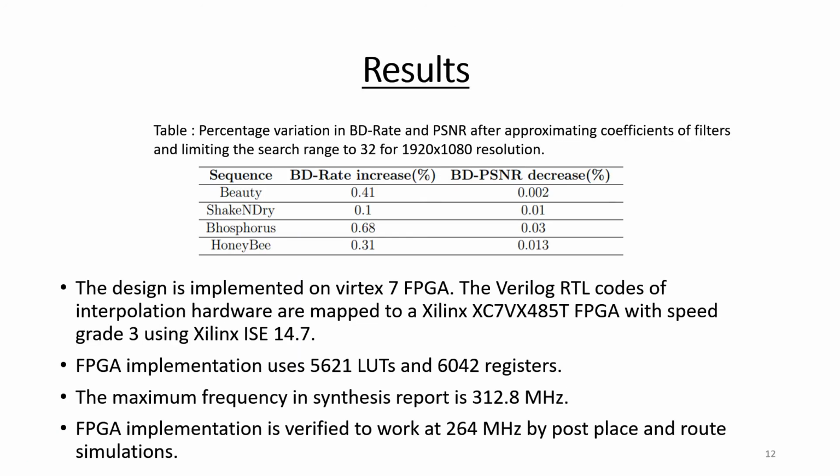Now after approximation of filter coefficients and limiting the search range, the BD rate is not increased beyond 0.1% and BD PSNR is not decreased beyond 0.03%. We are implementing this design on a Virtex 7 FPGA, and the number of LUTs is 5621 and the number of registers is 6048. The maximum synthesis frequency is 312.8 megahertz and it is verified to work at 264 megahertz after place and route.